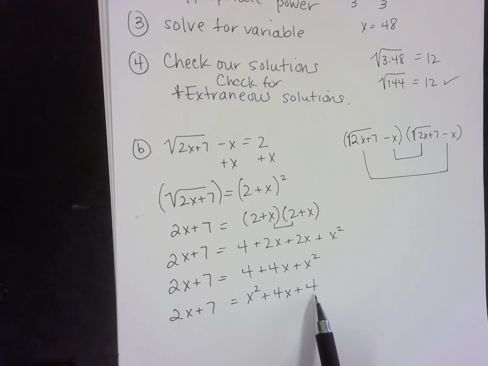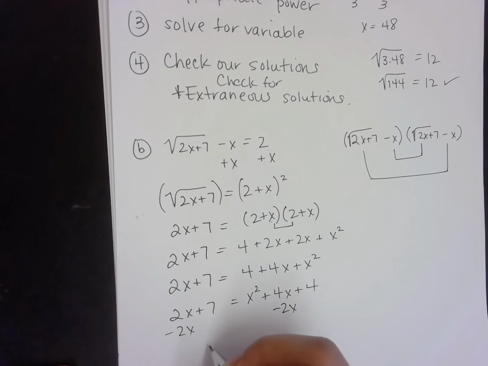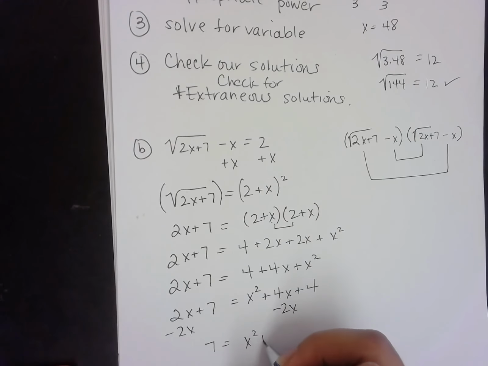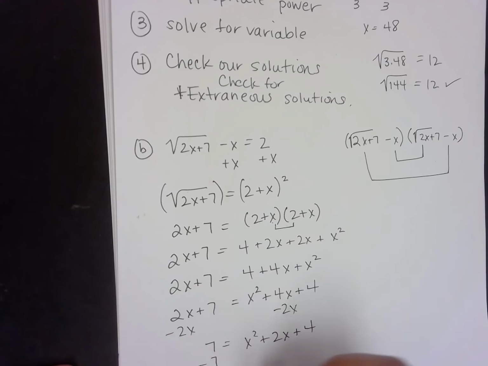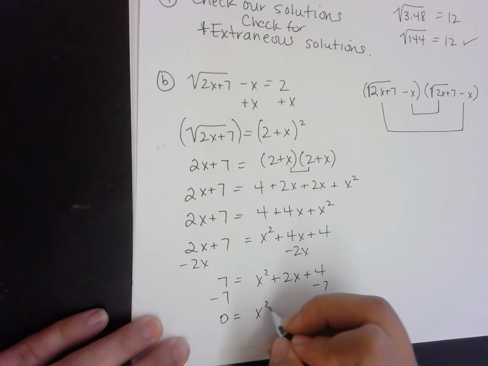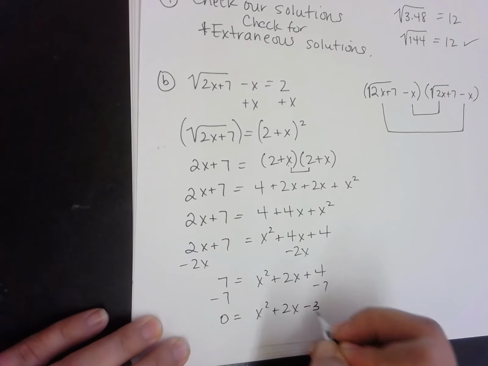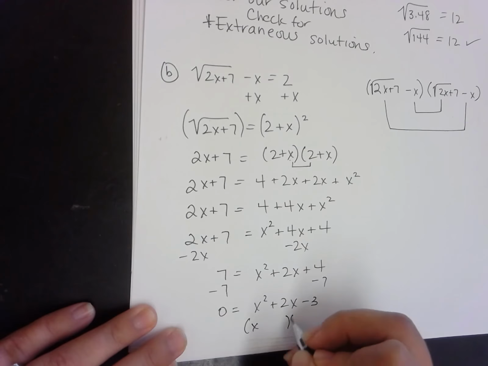So I'm going to leave it on this side. I'm going to subtract 2x from both sides. This gives me 7 is equal to x squared plus 2x plus 4. And now I can subtract 7 from both sides to give me my appropriate 0 that I wanted here. So I have 0 is equal to x squared plus 2x minus 3. All right, so lucky me, this is a factorable quadratic. So I can factor this.